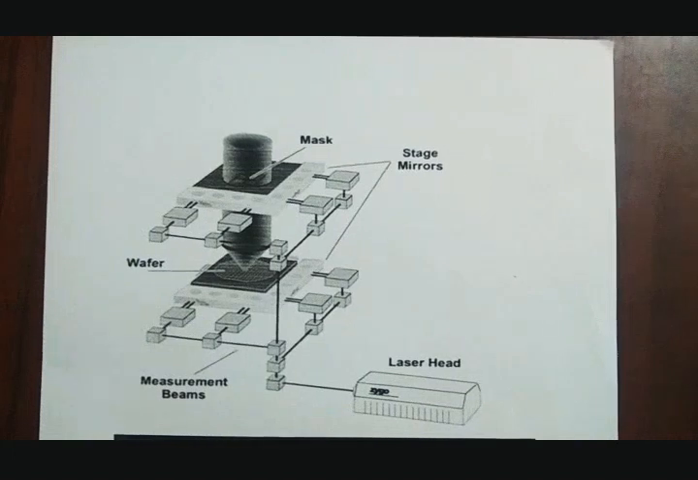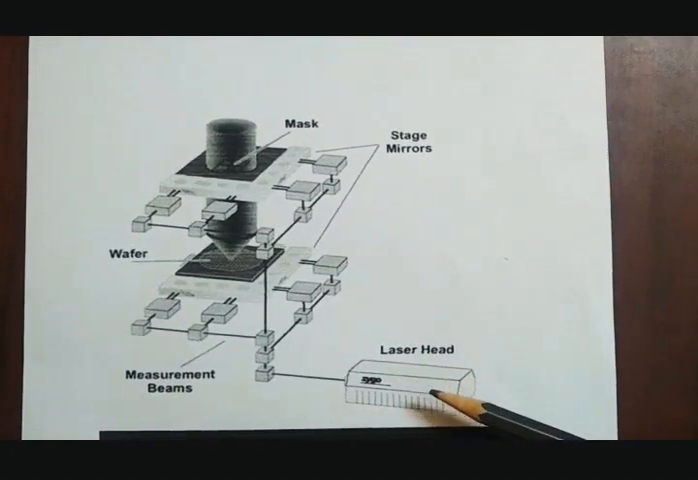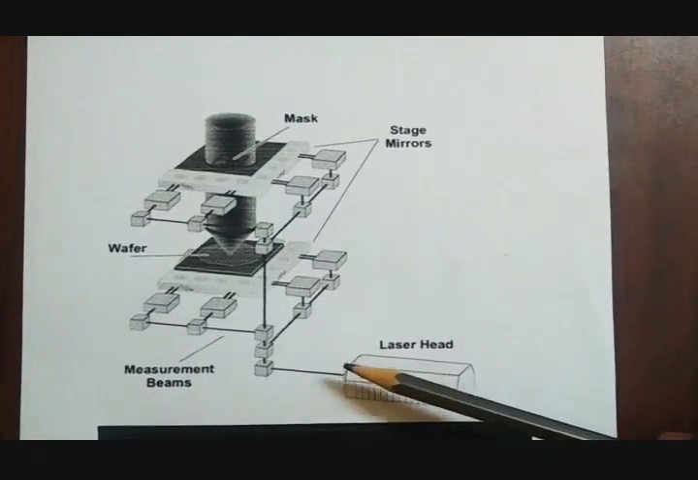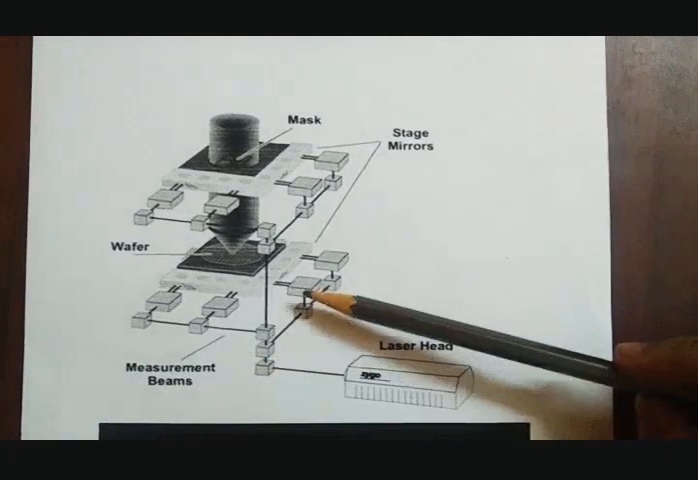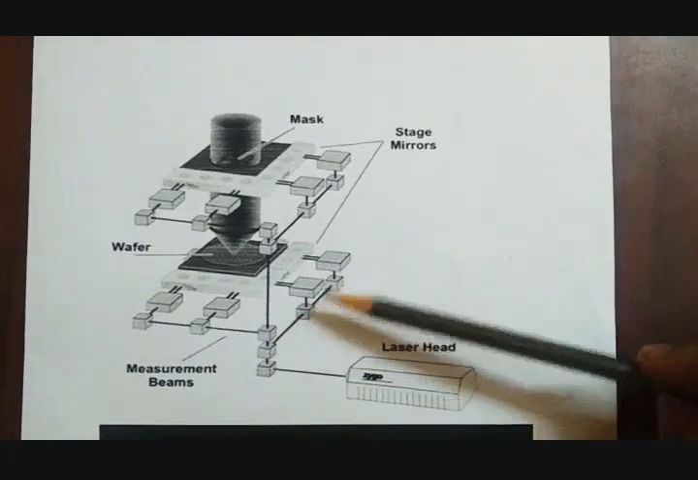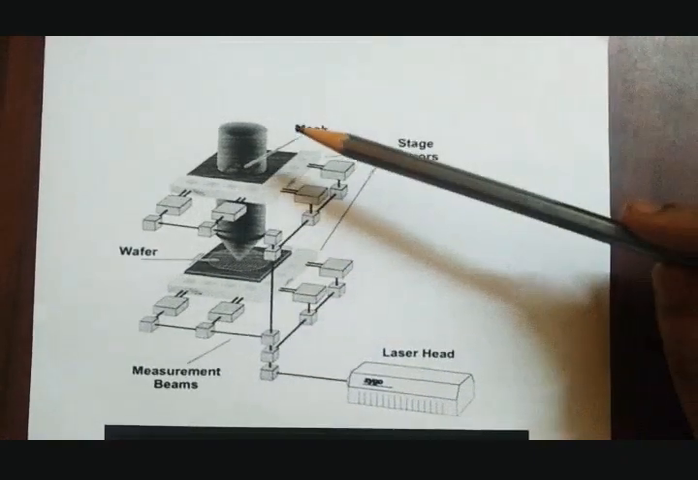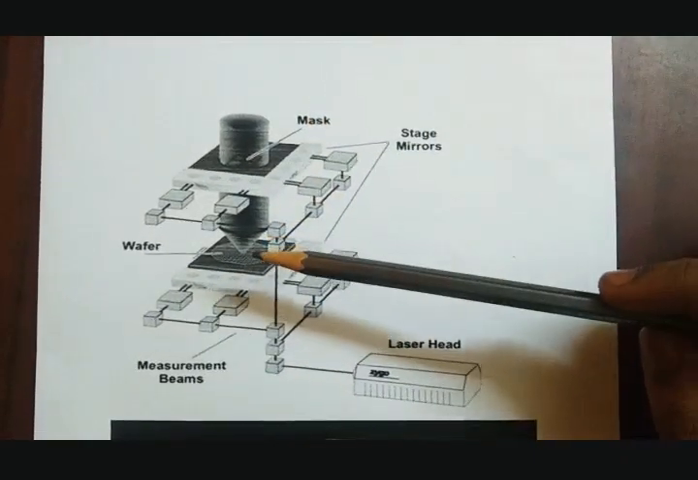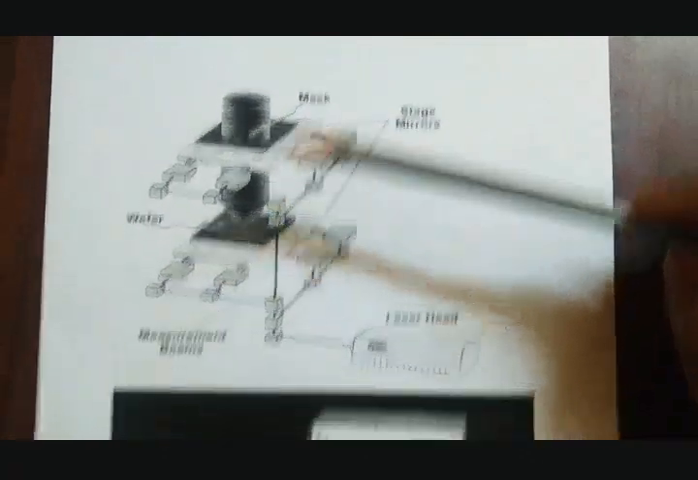Now let us look at a real life example of the interferometer. This is the laser head from which the light beam comes out. This light beam has to be coherent and linear. It travels through all these mirrors, which are called the measurement beams, and these two are the stage mirrors. One contains the mask and the other contains the wafer, which is the observation point. The sample to be analyzed is kept here.